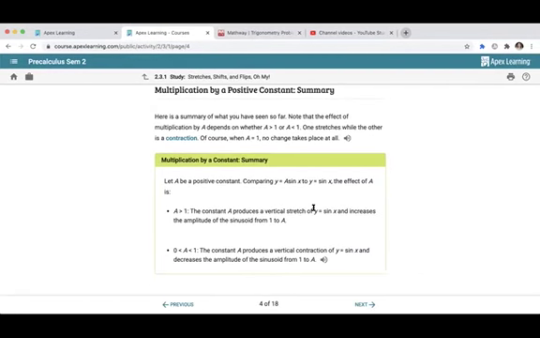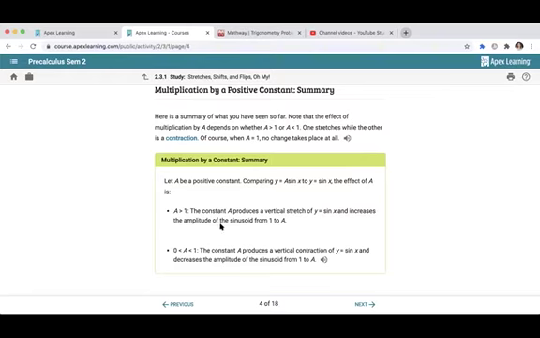To summarize, we can stretch or compress one of our sinusoidal functions by multiplying it by a constant. If it's greater than 1, it's going to have a stretch. If it's between 1 and 0, it's going to have a shrink or a compression. So greater than 1 is going to stretch it, and between 1 and 0 is going to shrink it.